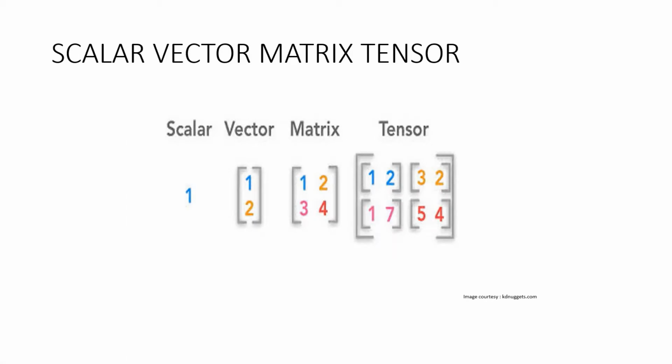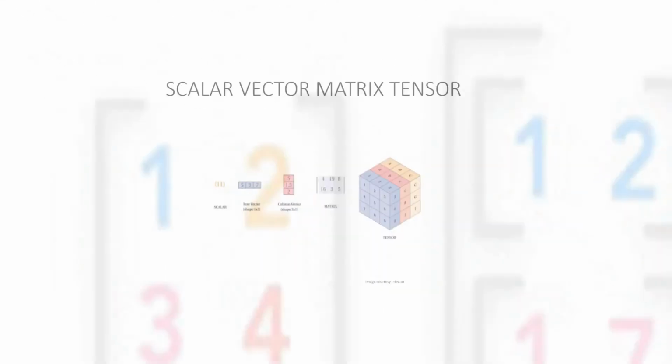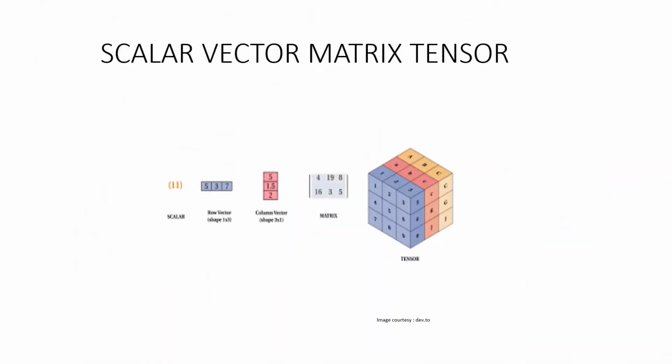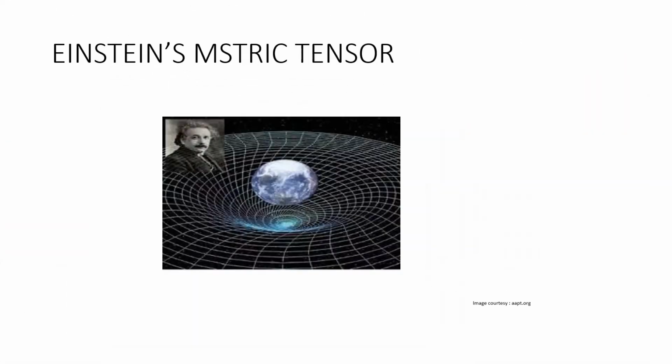Here I have shown, you can completely understand what exactly is a scalar, vector, matrix, and tensor. This is a pictorial representation that gives more clarity on scalars, vectors, matrix, and tensor.